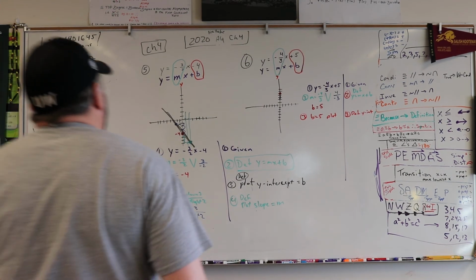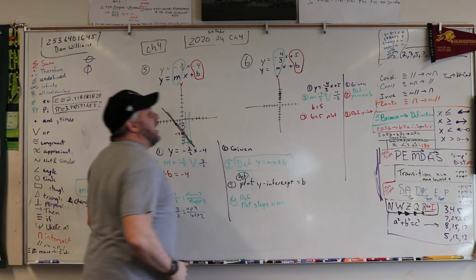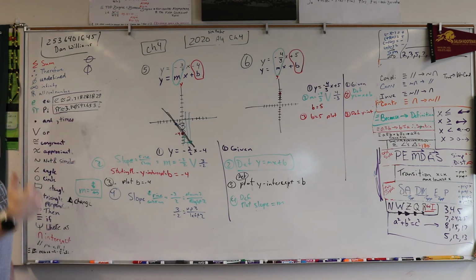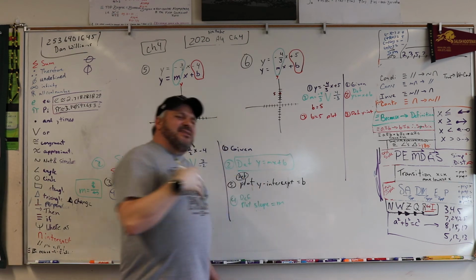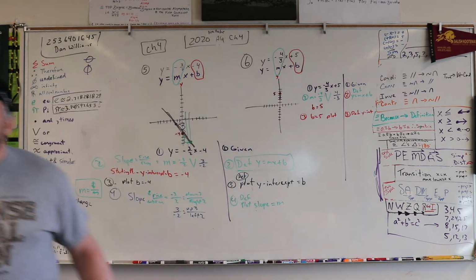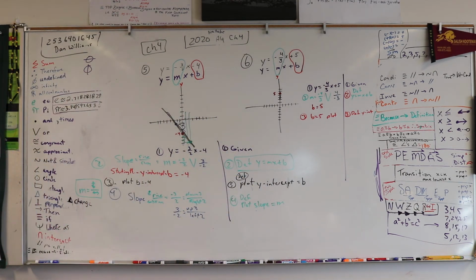Okay? Let's go. Plot it. 5 up. 1, 2, 3, 4, 5. It's nice to write the number next to it. I only like to write the numbers that are important, the numbers I'm plotting. Does that make sense? Okay?